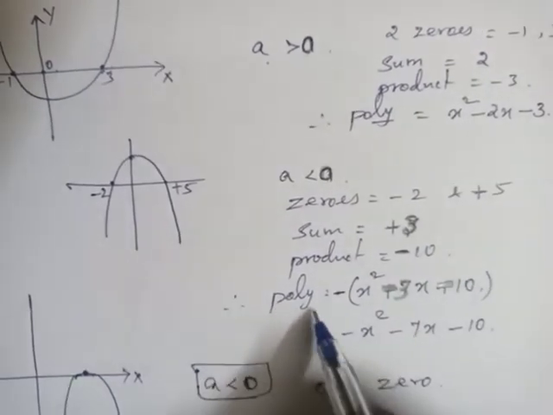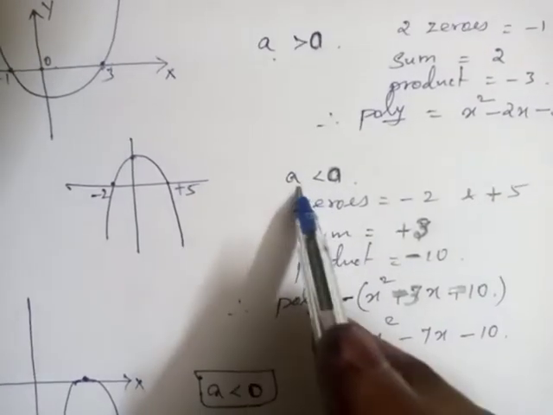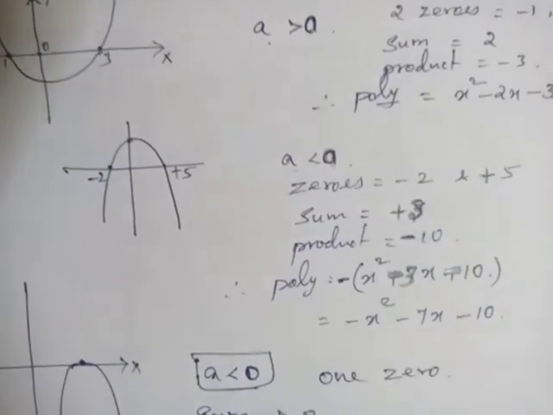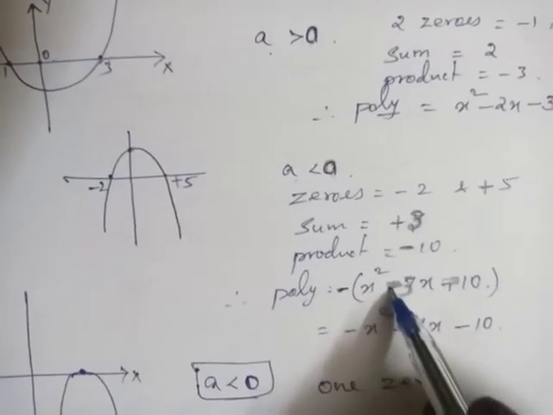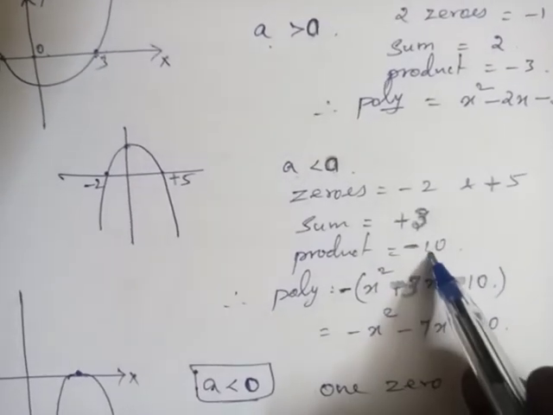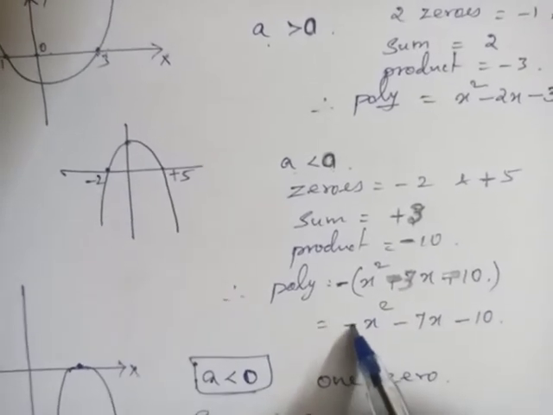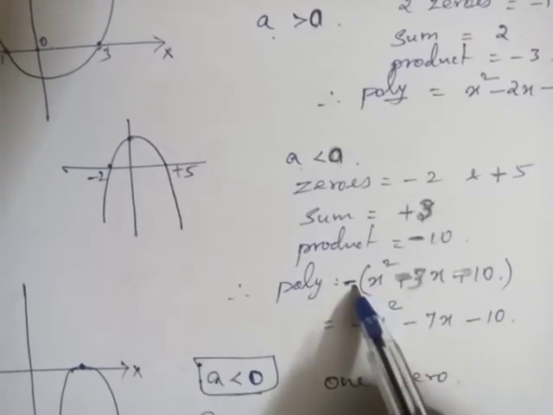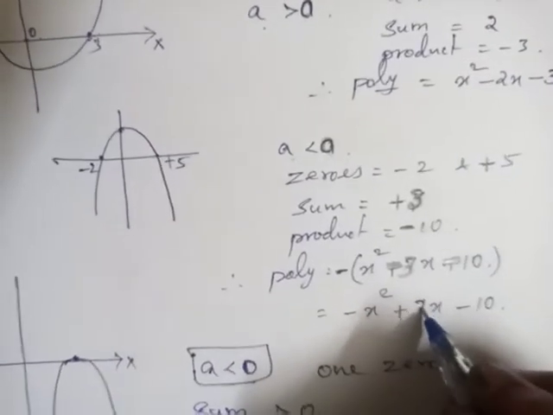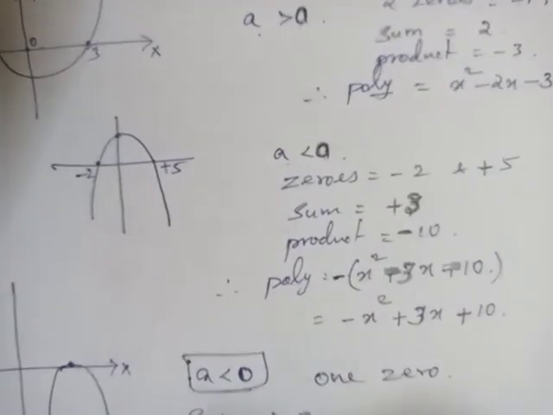So therefore the polynomial is minus of x square. Why are we putting minus? Because a is less than 0, it opens downwards, that's why I am giving minus. Generally we can write x square minus sum of the zeros into x plus product of the zeros. The product is minus 10, so this can be rewritten as minus of x square minus 3x minus 10. Like this we can say.